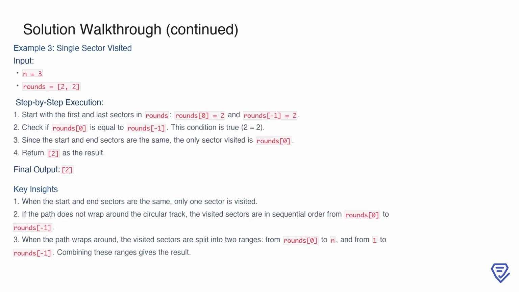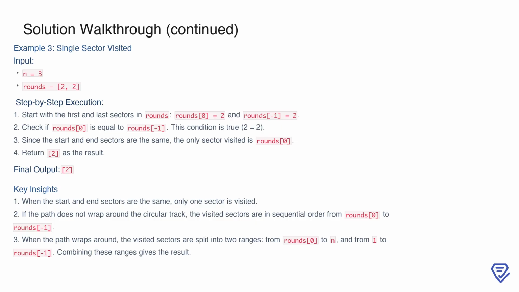Finally, let's examine a scenario where only a single sector is visited. In this example, n equals 3, and the rounds array is [2, 2]. Here, the race starts and ends at the same sector, which is sector 2. First, we note that rounds[0] and rounds[-1] are both equal to 2. Since the start and end sectors are identical, we know that the only sector visited during the race is sector 2 itself. In this case, there's no need to calculate ranges, as no other sectors are involved. The output is simply [2]. This highlights that when the start and end sectors are the same, the result directly corresponds to that single sector.